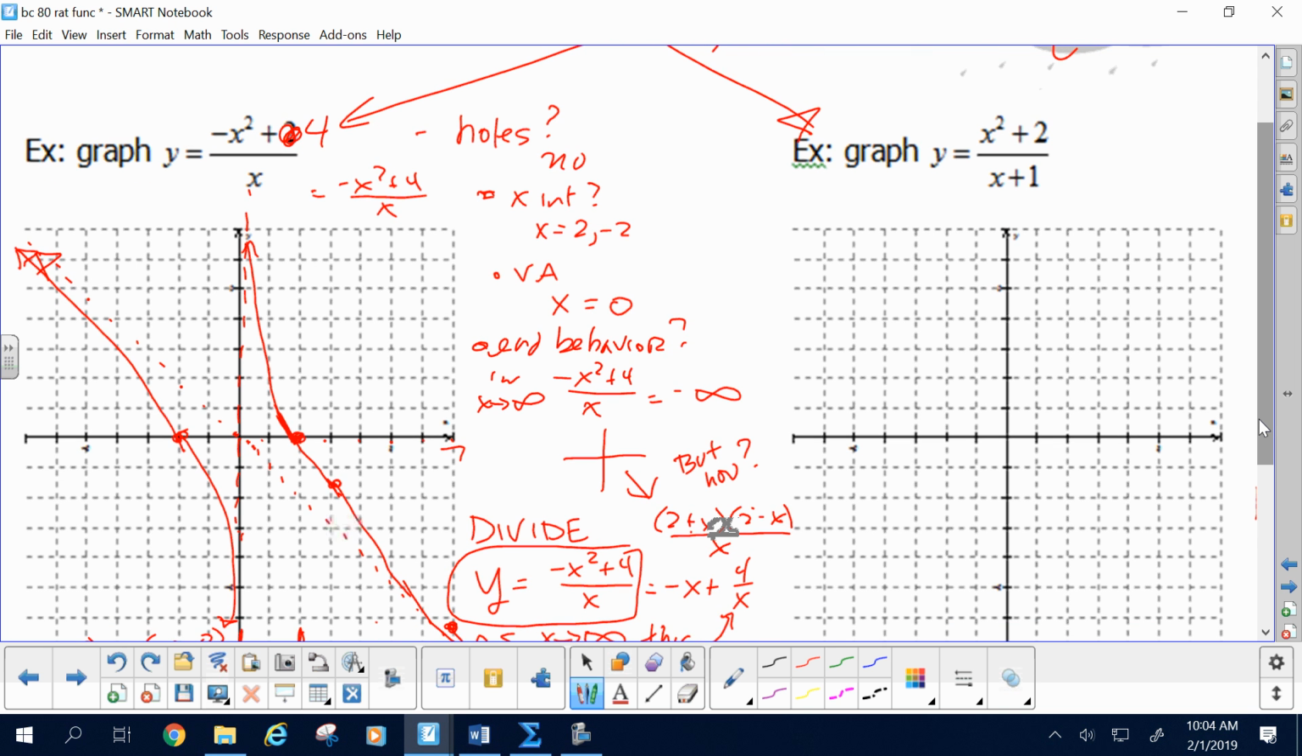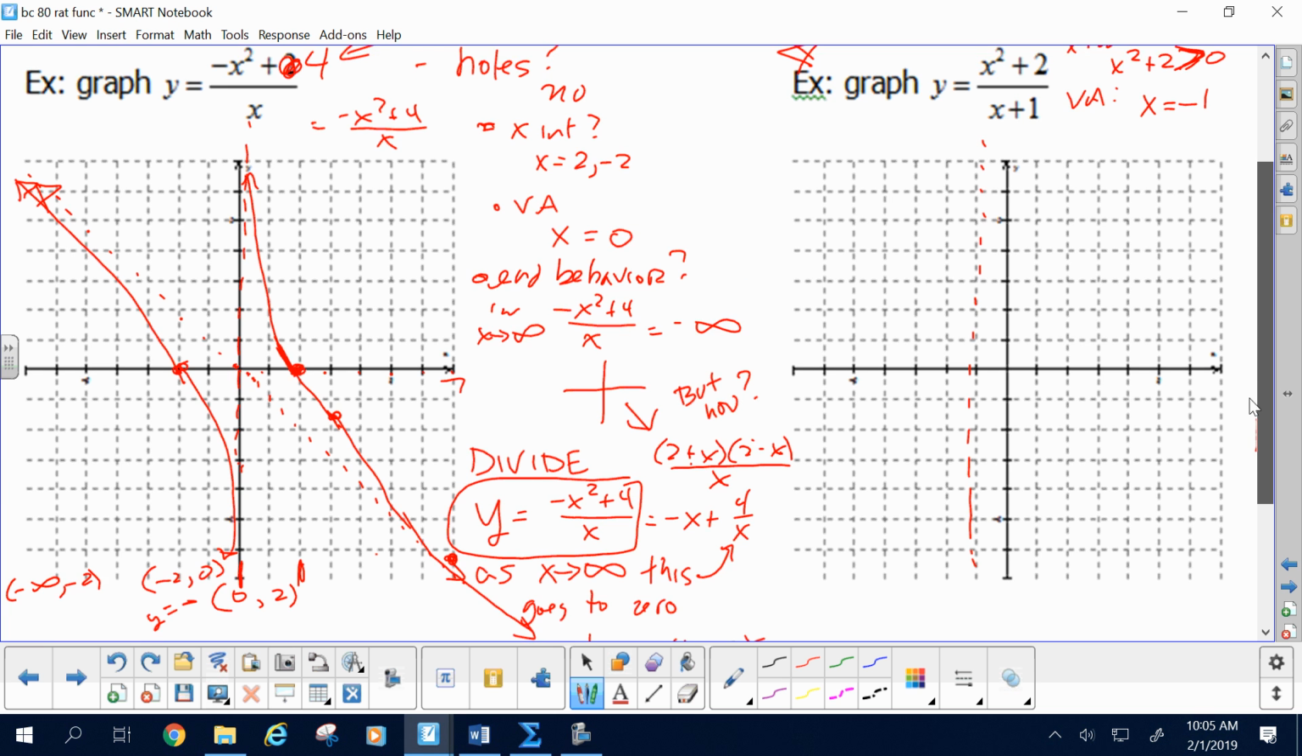So the top, any holes, first of all? Any common zeros? No. Any x-intercepts here? No, why not? X squared plus 2 is always positive, so it's never equal to zero. So no x-intercepts. What about vertical asymptotes? X equals negative 1. So I have a vertical asymptote at negative 1.